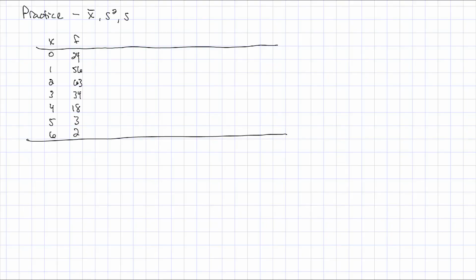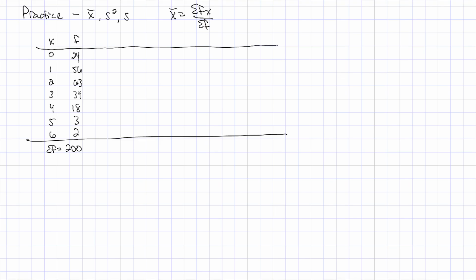So here's a practice problem where we calculate the mean, variance, and standard deviation in this frequency table. We are going to use our standard equations. So our mean is the sum of the fx over the sum of our frequency column. So the sum of the frequencies is 200. That's the sum of that column.